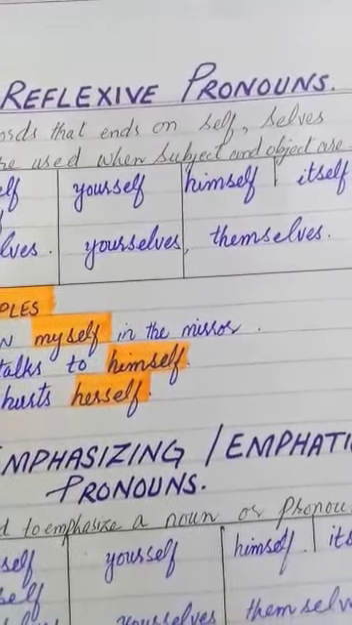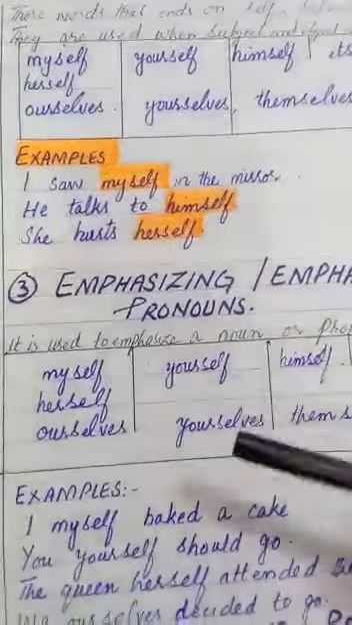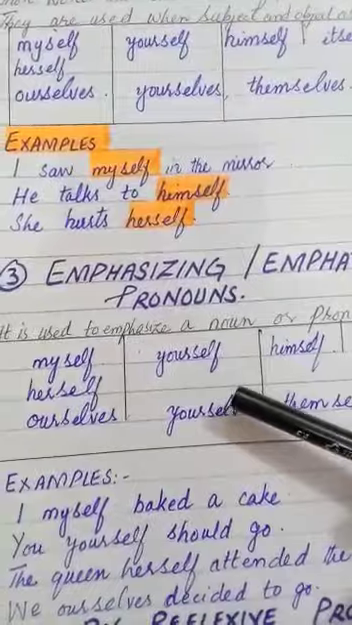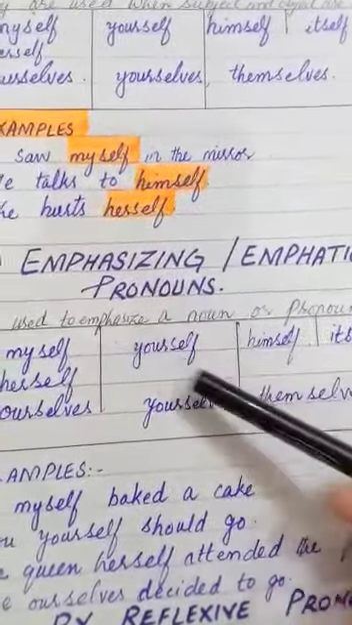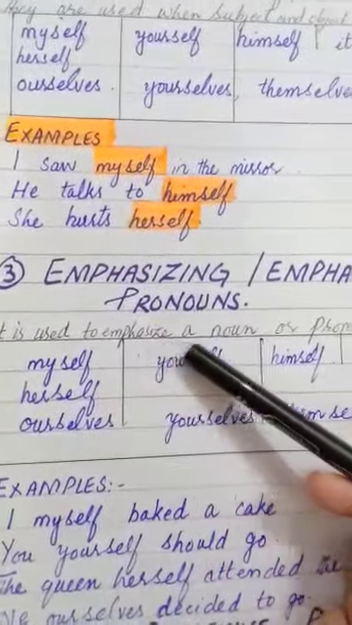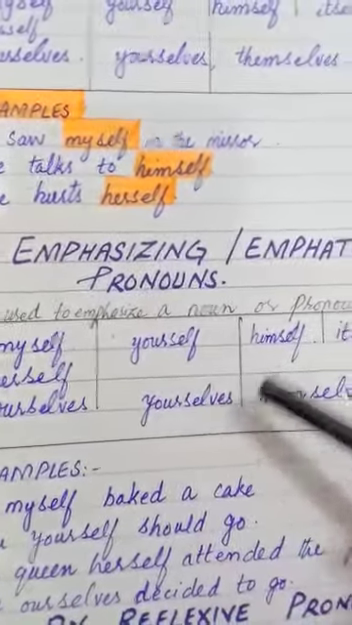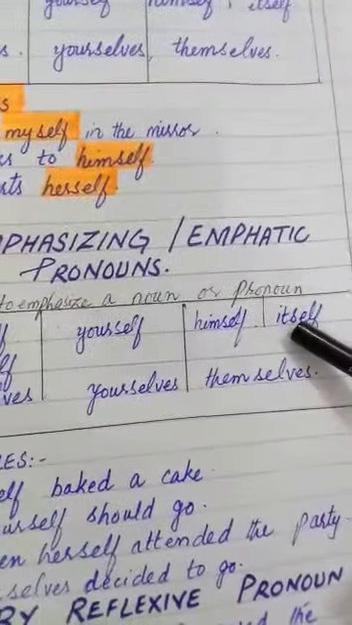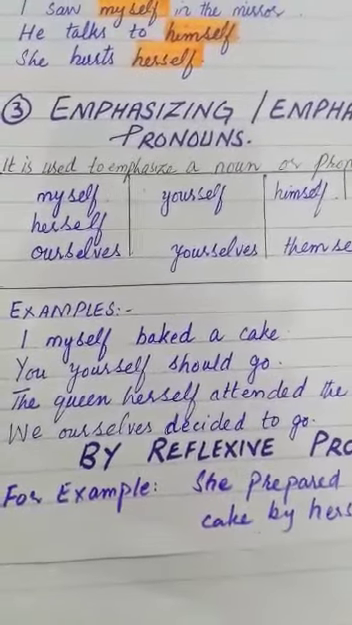Similarly, there is another use of these self and selves pronouns. A reflexive pronoun further has another division, and that is emphasizing or emphatic pronouns. The words are same, but the use is different. For example, it is used to emphasize a noun or pronoun. Myself, herself, ourselves, yourself, yourselves, himself, themselves, and itself. See the example. Now you will be able to understand the difference between emphatic and reflexive pronoun.